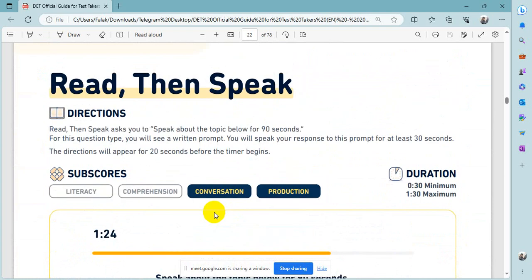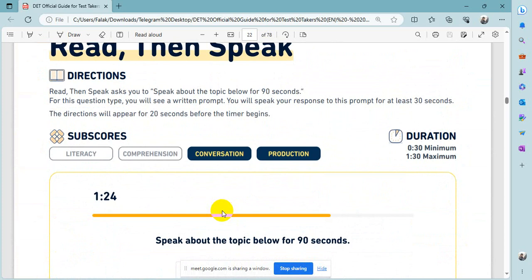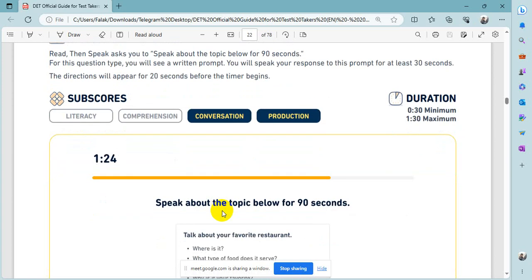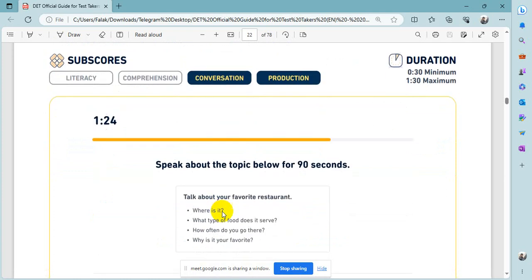Particularly, this question type goes to the category of subscores, to the subscores category of conversation and production. What does it mean? It means that if you do well in this question, your conversation and production score on the results of the test will increase. Your production and conversation score will definitely increase if you do well in this question type.